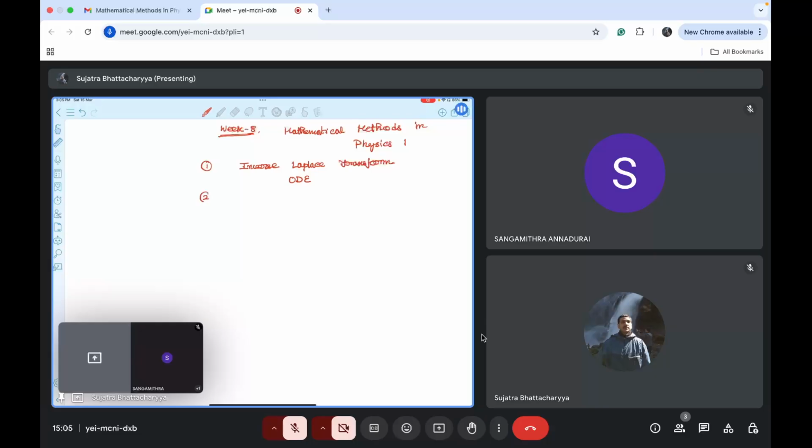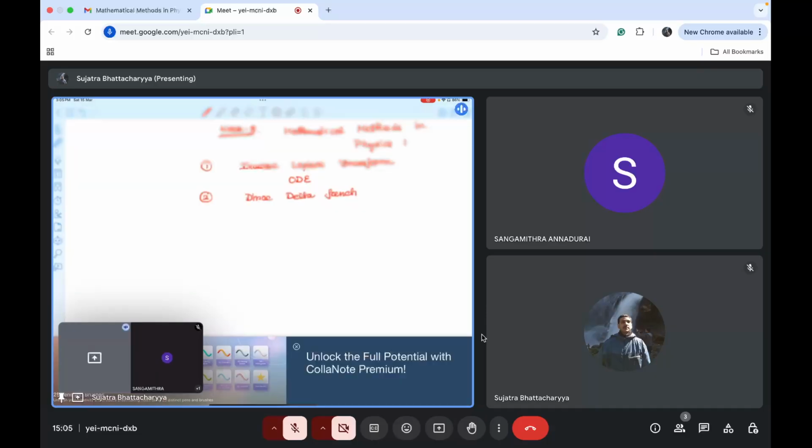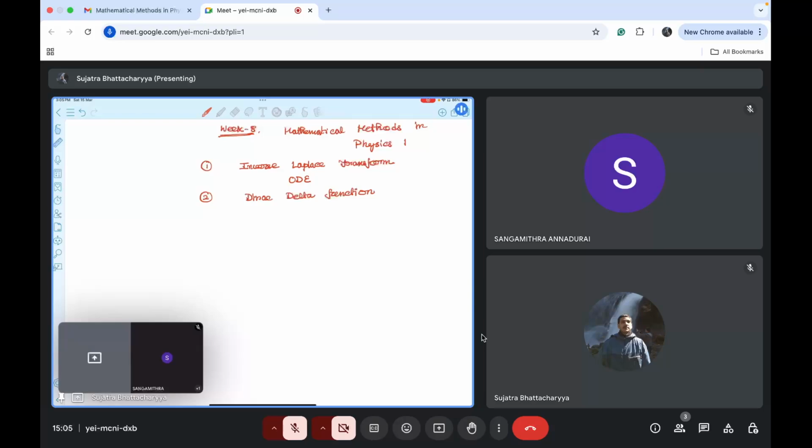The second one is we will talk about the Dirac delta function. We'll talk about the Dirac delta function, and we will also see what will be the Laplace transform of the Dirac delta and the Fourier transform, which is very, very easy based on the properties of the Dirac delta function. And the third one will be to look at the Green's function to solve inhomogeneous ODE.